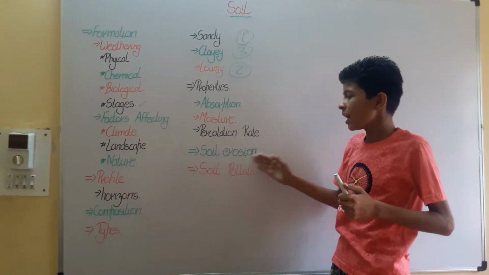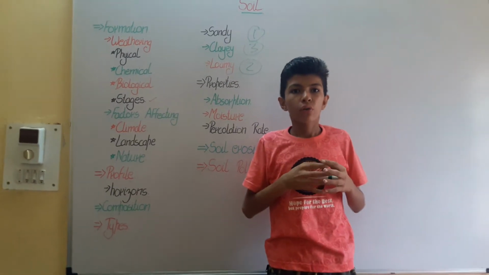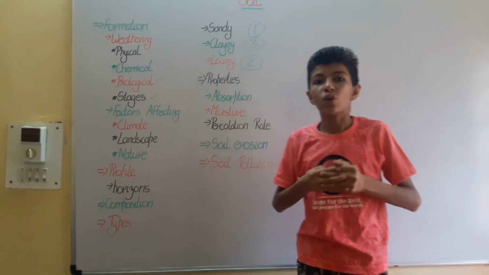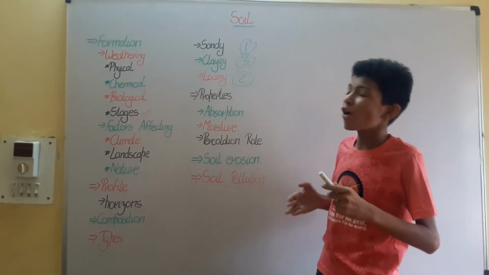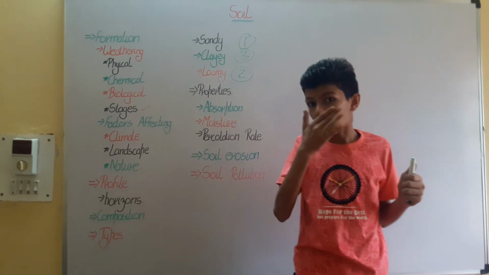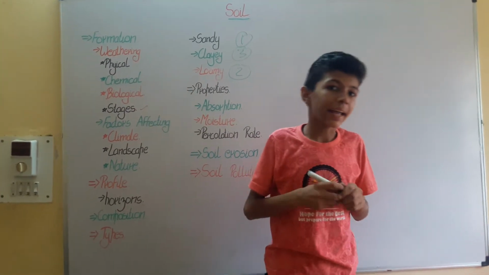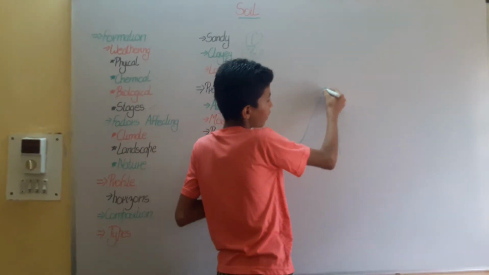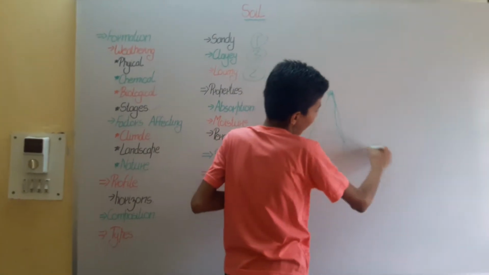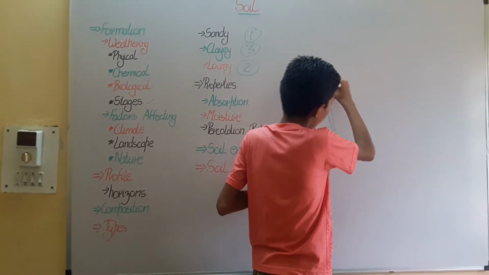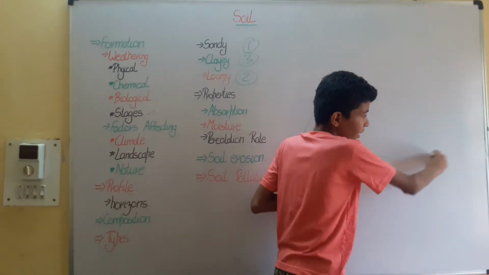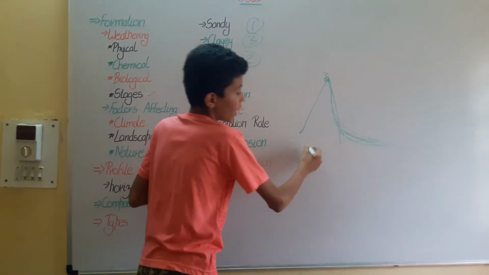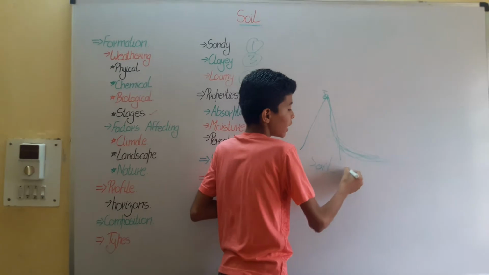Let's move to soil erosion. So what is soil erosion? Soil erosion is the removal of the top layer of the soil. Just like this mountain, where rocks are eroding, water and air erode the first layer and deposit it into the sea. This is called soil erosion.